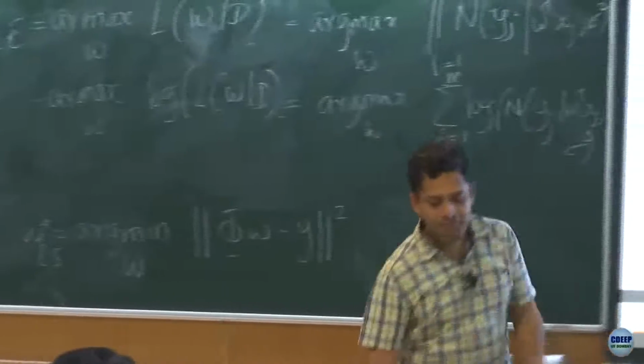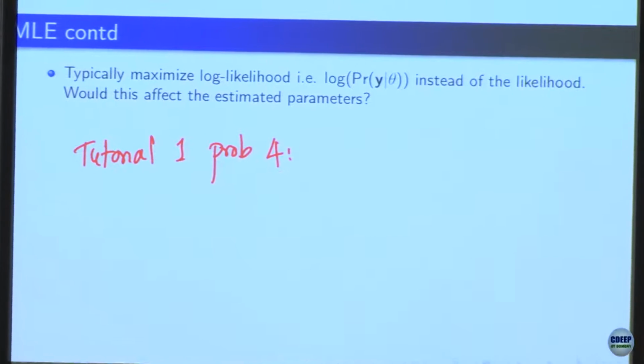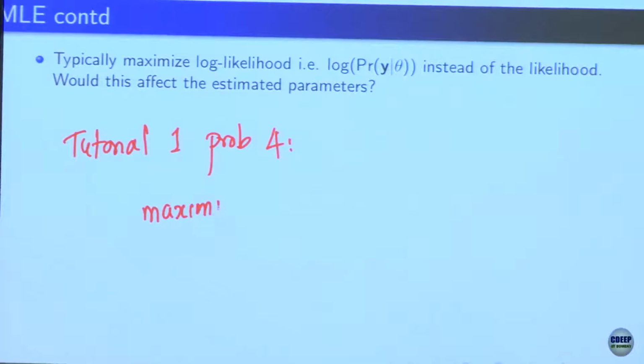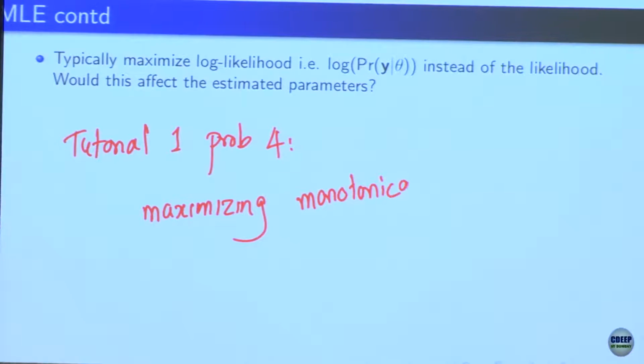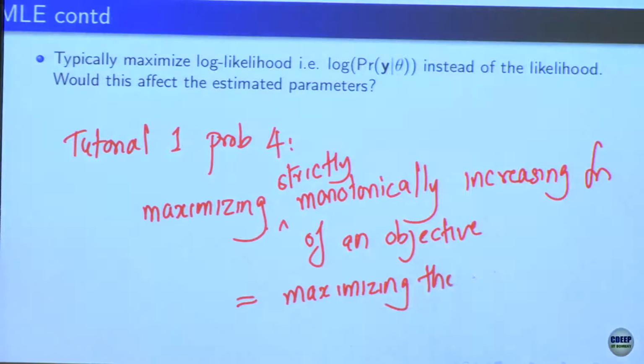You can show, in tutorial 1, problem 4 I guess, here's the claim: maximizing a strictly monotonically increasing function of an objective is the same as maximizing the objective.